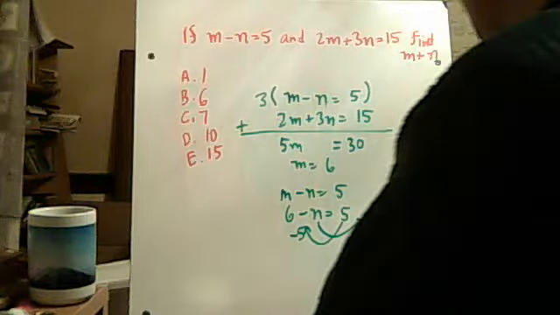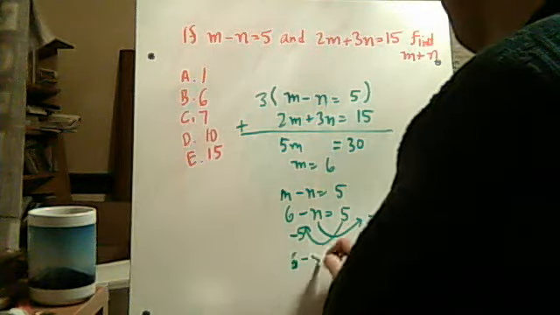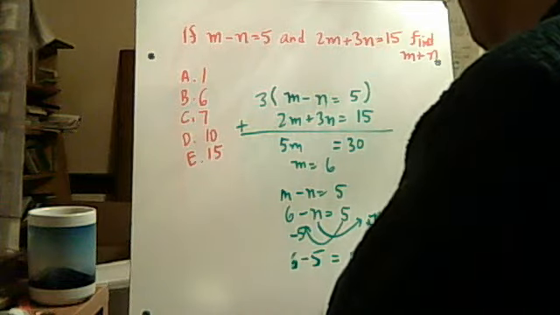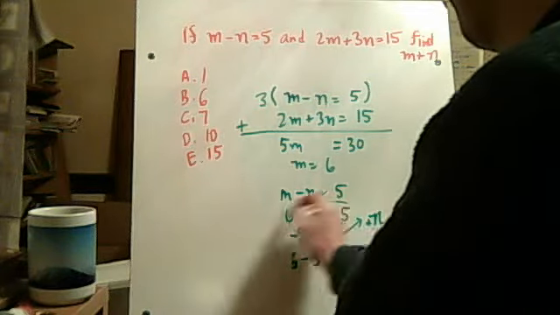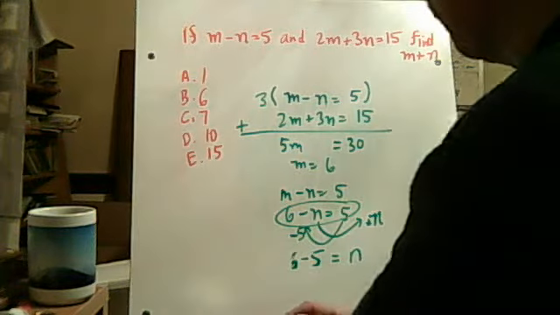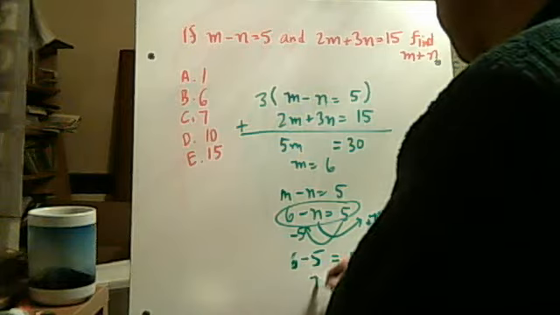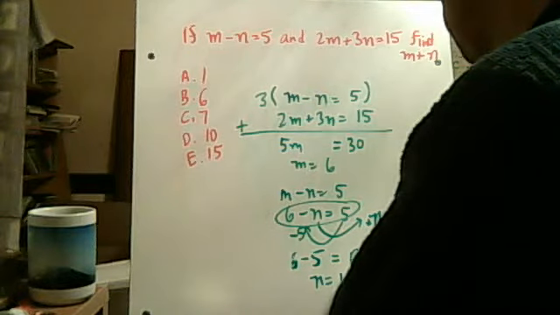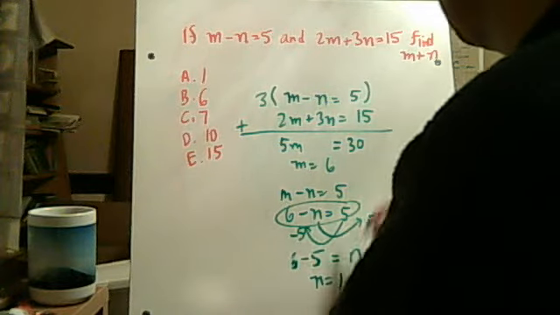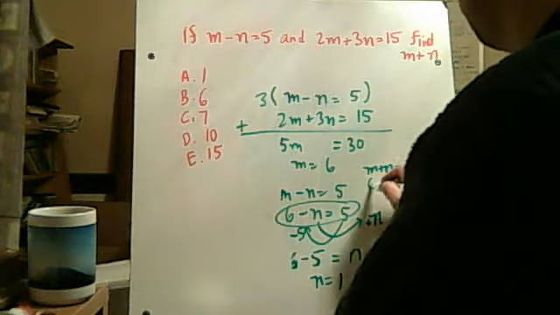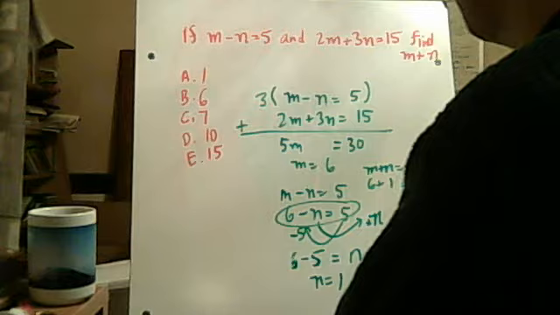Okay, so now I do that, I get 6 minus 5 equals n. And of course, n equals 1. You almost could have seen that right from here. You just said n equals 1 because 6 minus 1 equals 5. But that's how you solve it using algebra. So m plus n is going to equal 7. 6 plus 1 equals 7. And that's going to be C.